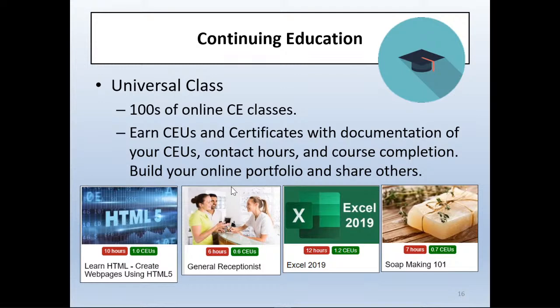This class here says general receptionist. One thing I'd point out about that is, let's say there are two people that have the same kind of educational background and everything. But one person has actually had some training for the job they're going for. Well, the employer may say, okay, I can see this person completed an entire 6-hour course about this job, let's say general receptionist, and that could give you a leg up in a crowded job field. So there you go.